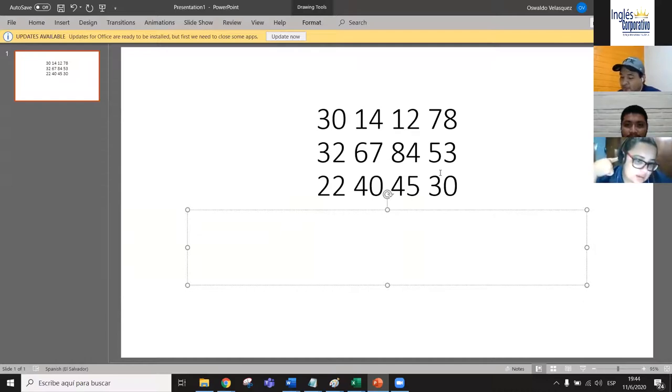Number two, number three. Lo escuché correct. Como 40. Number 14. Is 13. 30, 14, 12, 78. Mm-hmm. All right.